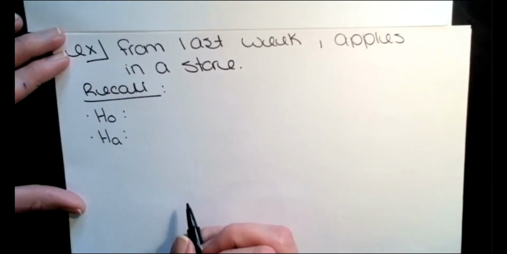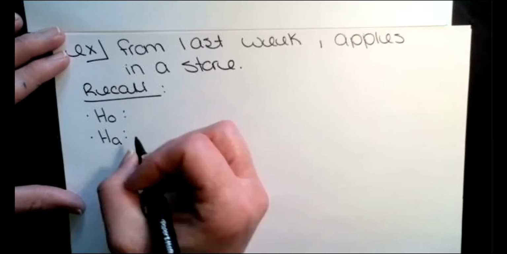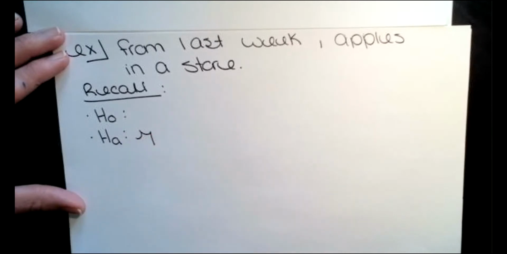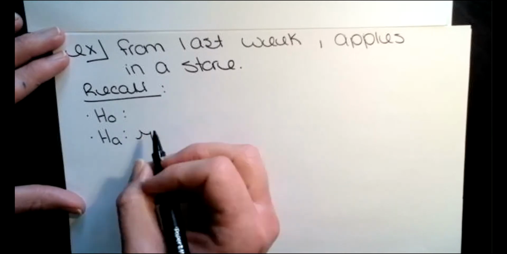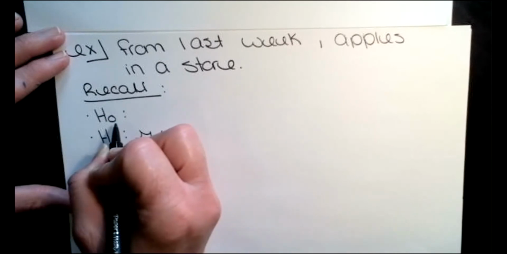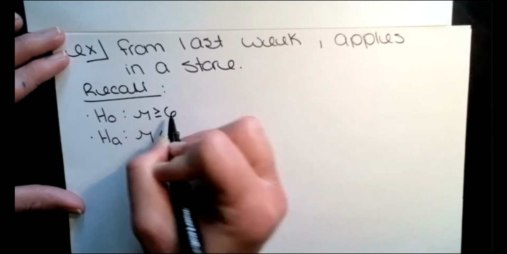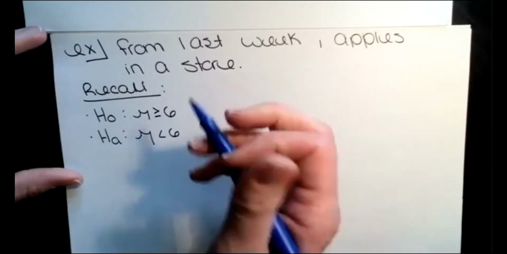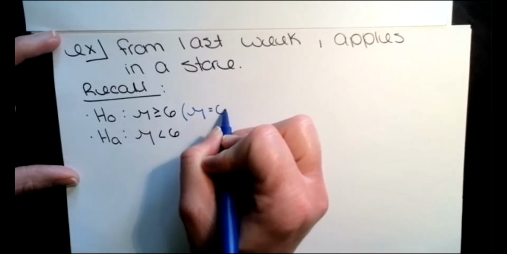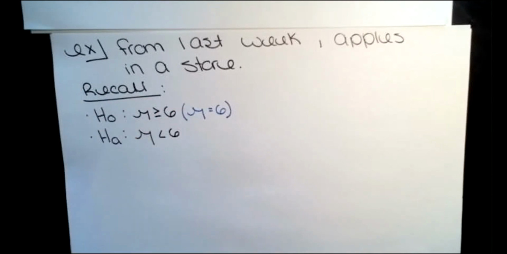This is where the manager thinks that the apples in the store weigh less than 6 ounces. So weight is numerical, so we're studying means here. So my HA is that mu is less than 6 ounces. And that means my null is mu is greater than or equal to 6, or you can always view this as just mu is equal to 6. Either way, just choose whichever way you want to write it.